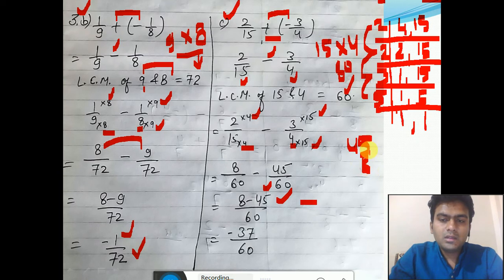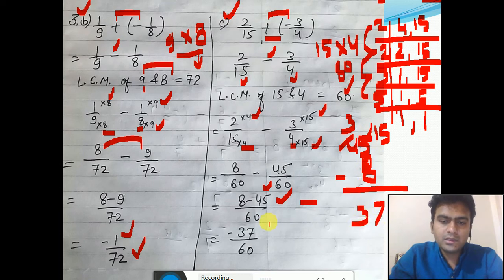So subtract 8 from the 45. So what? Subtract 8 from 45, so this number becomes 15, and this number will become 3. 15 minus 8 is 7, and 3 as it is, 37. So 37 upon 60, and the sign of the bigger number, and the bigger number is 45, so minus 37 upon 60 is the answer.